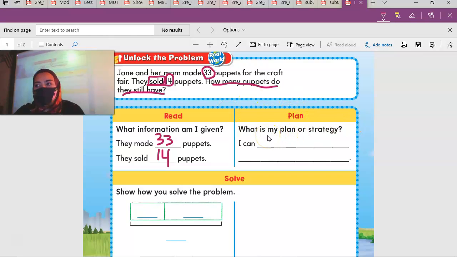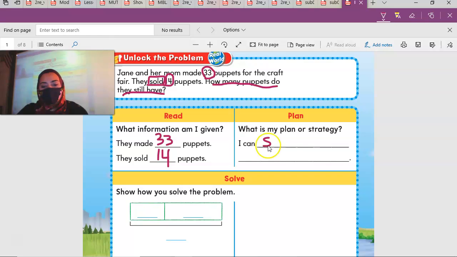What can I do to solve the problem? Some went away means subtract. Again, mirror. Some went away means subtract. They had 33. She sold 14. That means 14 went away. Means subtract. That means take away. It's your subtraction sign. So, we're going to write I can, and then we're going to write this.